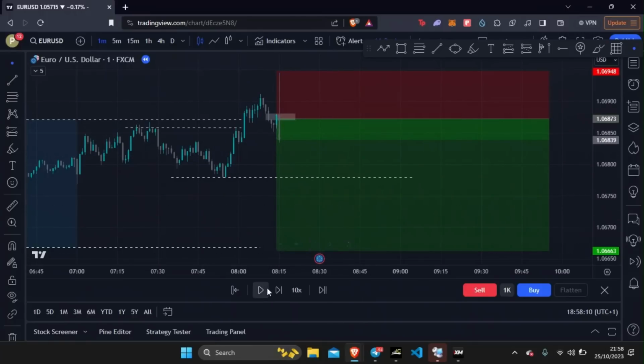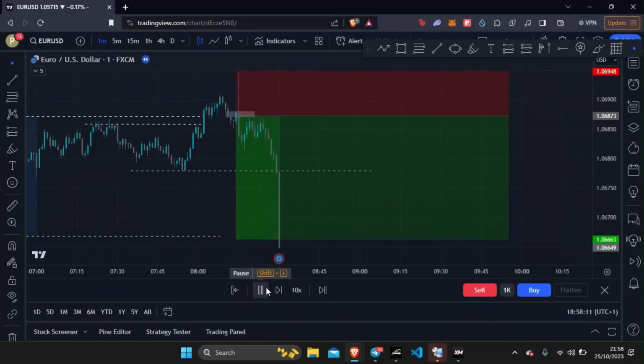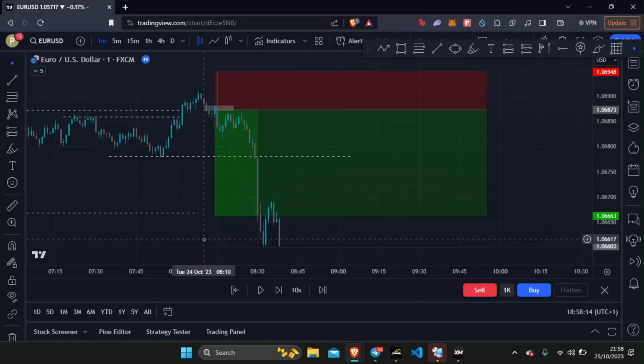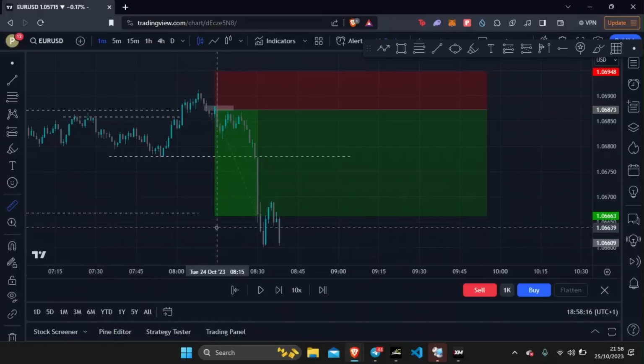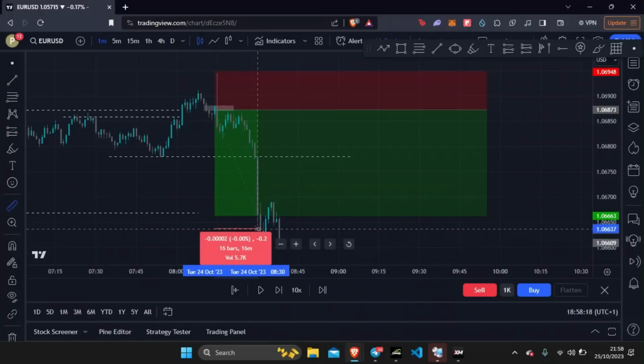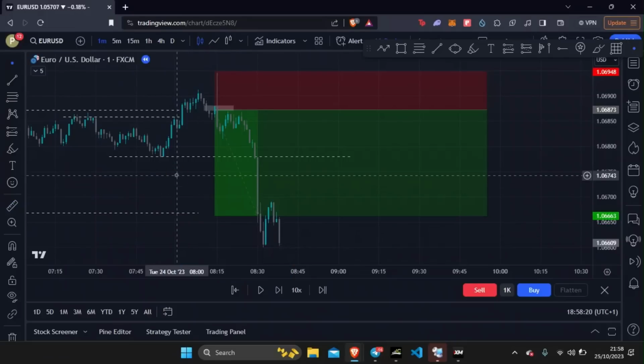But I got in right here, and then again, as we can see, bang. Nice and beautiful. We was in this trade for a very little amount of time. We was in there for 16 minutes, and we had another 2% banked.